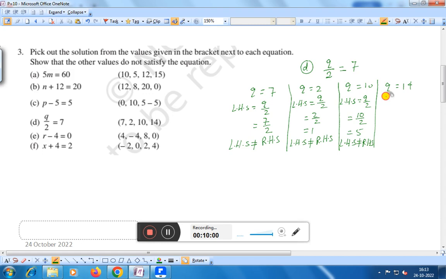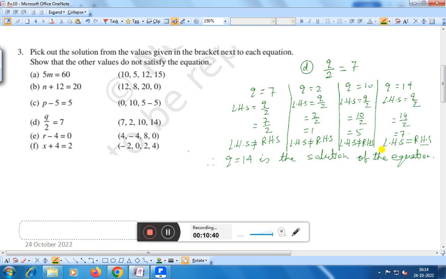Right? In case of last question, the left hand side is equal to Q by 2. Q is 14, therefore 14 by 2, that is equal to 7. Therefore left hand side is equal to right hand side. Therefore we can say that Q equal to 14 is the solution of the equation.